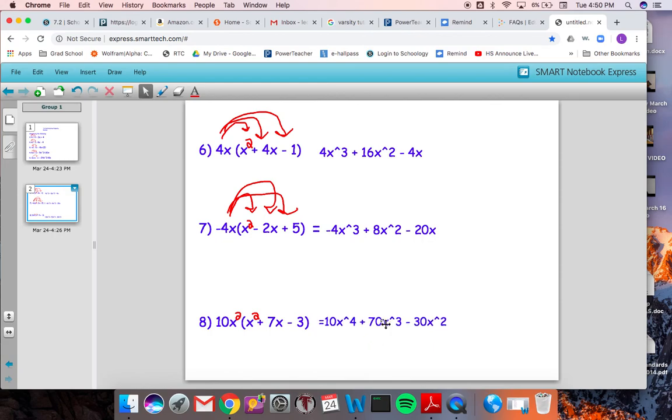All right, do your 7.2 worksheet number 1, download the document, submit the document with all your answers. I think there's 8 questions. That's all you have to do today. Questions, let me know. Message me on Schoology or message me on Remind.